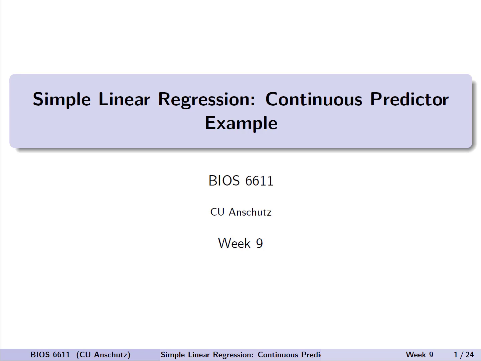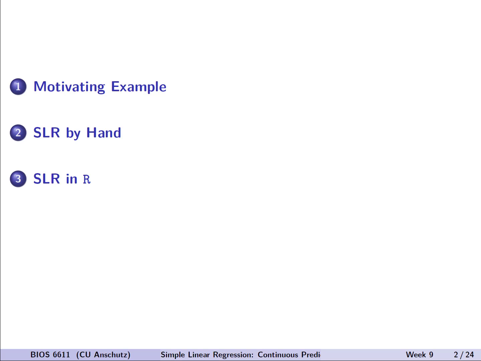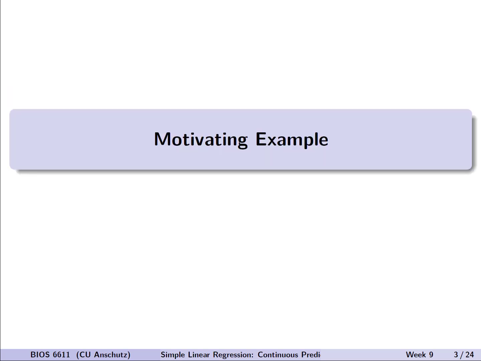Greetings, Bio 6611. In this lecture, we're going to continue exploring simple linear regression, but specifically walking through an example with a continuous predictor variable. We'll first start by introducing the example, which we'll also use for a categorical predictor variable example next. We'll then see how we can do some of these calculations by hand, but then really leverage R to do a lot of the heavy lifting for us moving forward. So let's start with that motivating example.